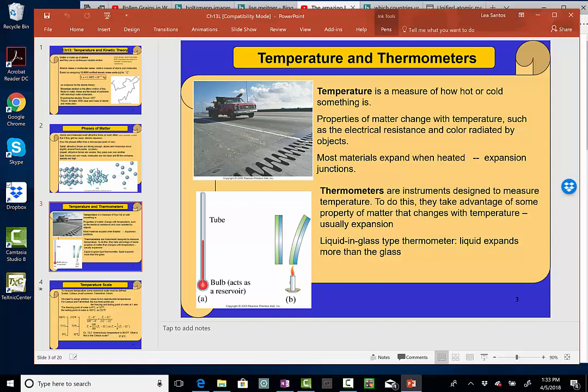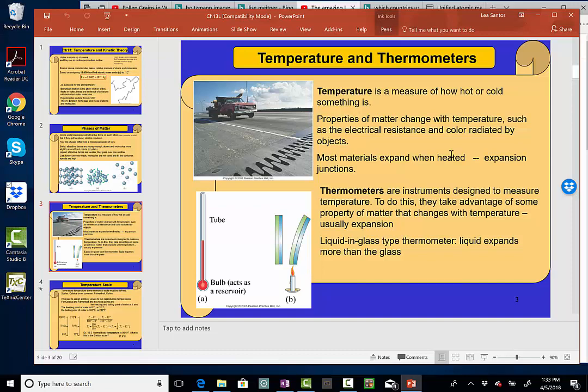Now, at this point, we are just going to talk about what happens to the properties of matter as we change the temperature. And what we'll have in mind now is the idea of expansion. We know that most objects expand when they get hot. Not all, there are some exceptions. Water is an exception at certain temperatures, and we will see more about that. But in general, most materials just expand when they are heated up.